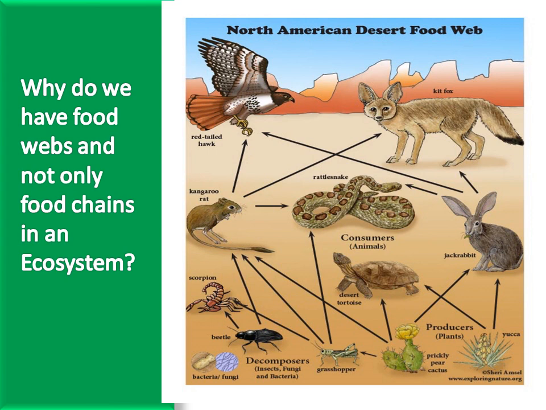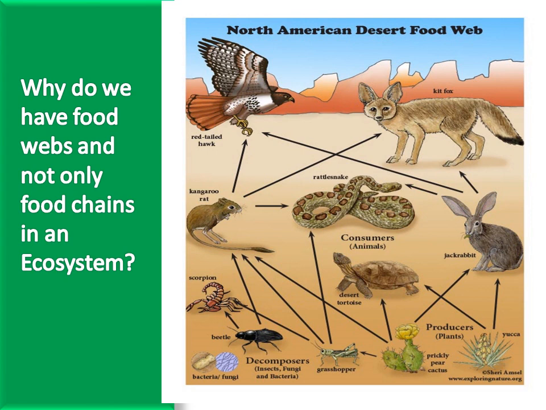Why do we have food webs and not only food chains in an ecosystem? Now, this is the most important part of the lesson. Why do we have the food web? Why don't we have only food chains? Like, for example, the jackrabbit eats the prickly pear cactus, and the kit fox eats the jackrabbit, and that's it.